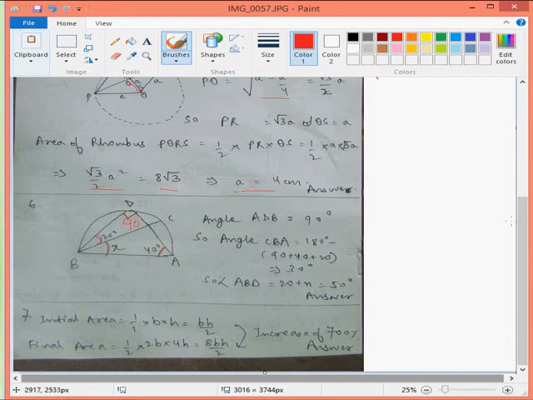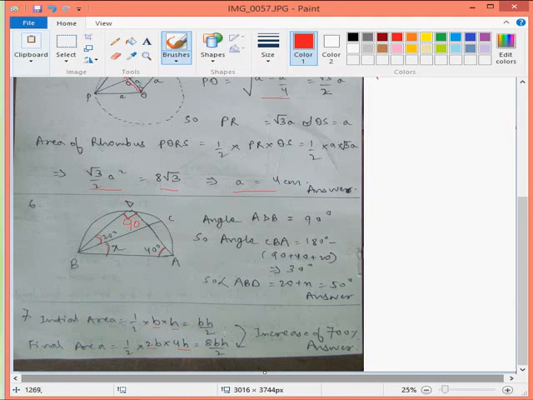ABD is 50 degrees. And the last question: suppose the base of the triangle is B and the height is H. So what is the area? 1 upon 2 B into H, so it is B into H by 2. What will be the final area? The base is doubled, so it becomes 2B, and the height becomes 4 times, so it is 4H. So it becomes 1 by 2 into 2B into 4H. It becomes 8BH by 2.